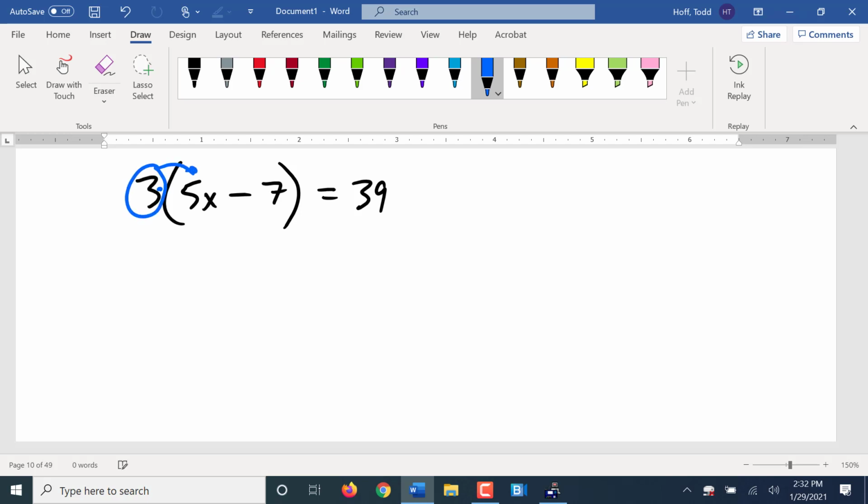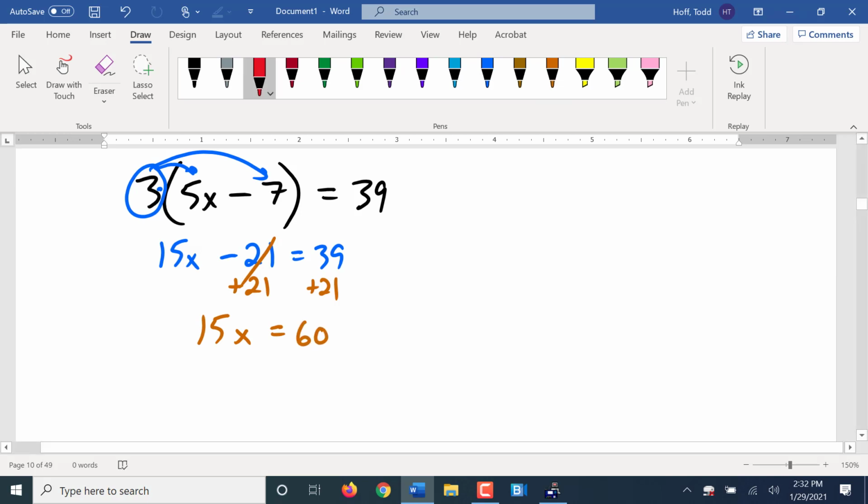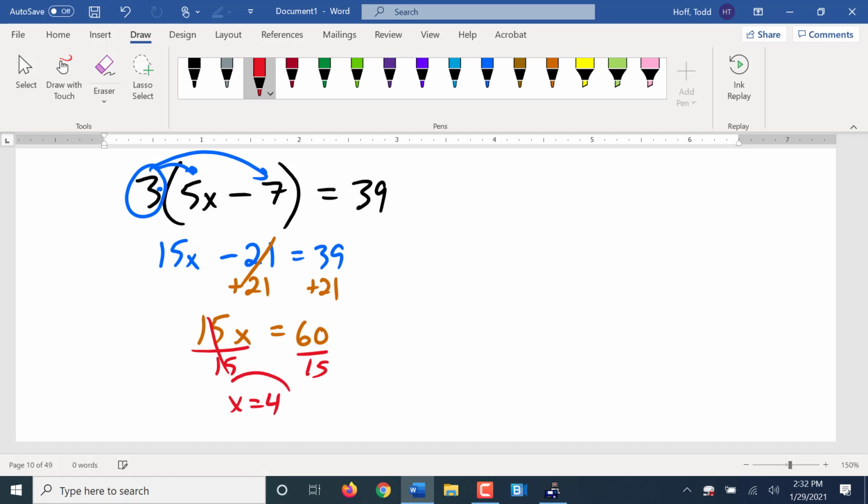3 times 5x is 15x. 3 times negative 7, negative 21, equals 39. Now we're ready to solve. We've combined everything, and the variable is on one side, so we will add 21 to get 15x equals 60. And then divide by 15 to get x equals 4. Perfect.